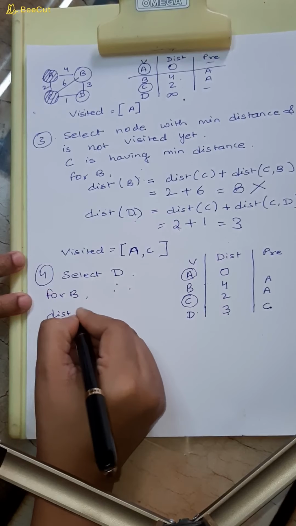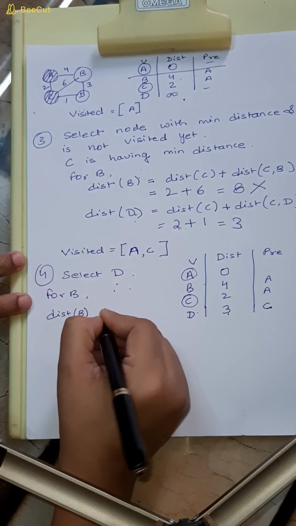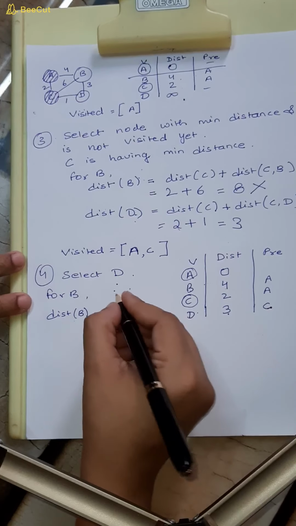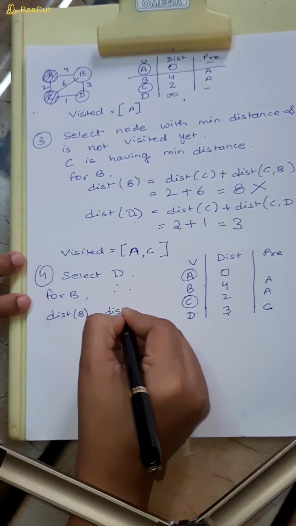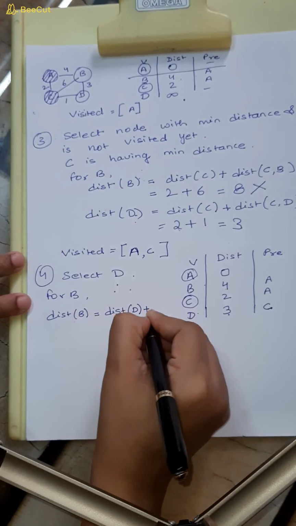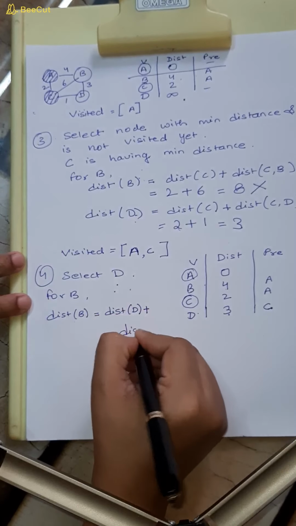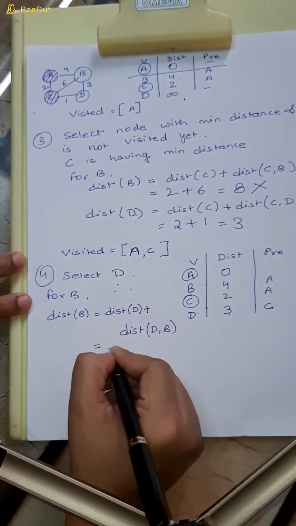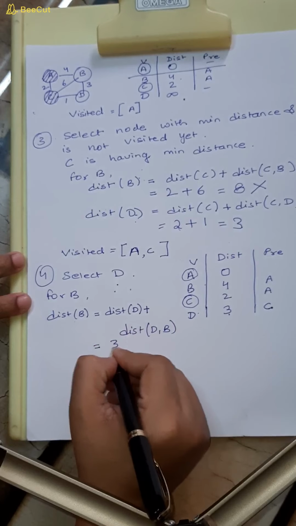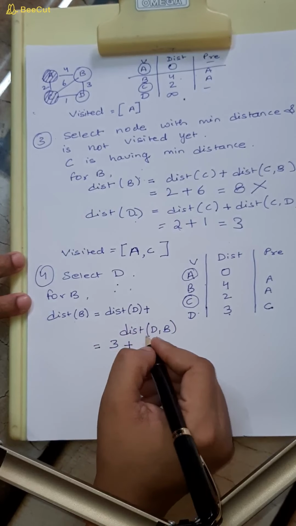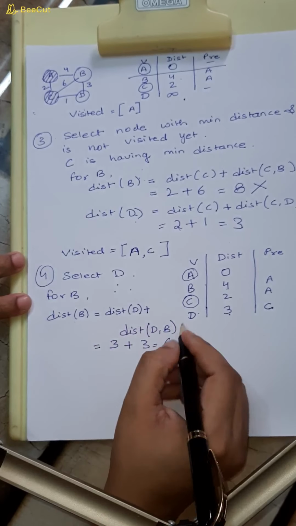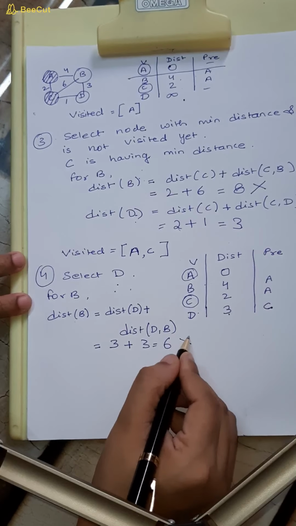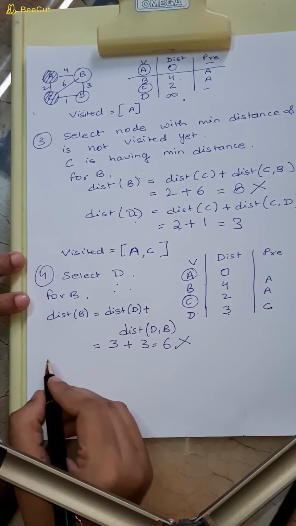So we'll check for the distance of B. So distance of B via D will be distance of D plus distance of D to B. So distance of D is, see the table, it is 3 and distance from D to B is 3. So it is coming as 6. In the table distance of B is 4, so we are not going to change it. We will simply discard this value.